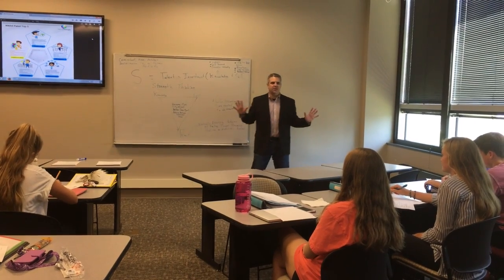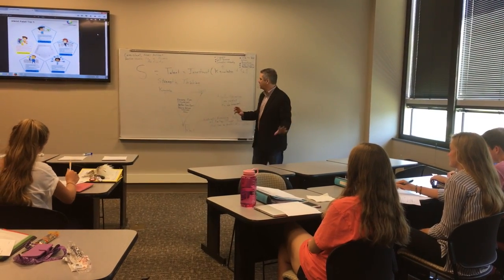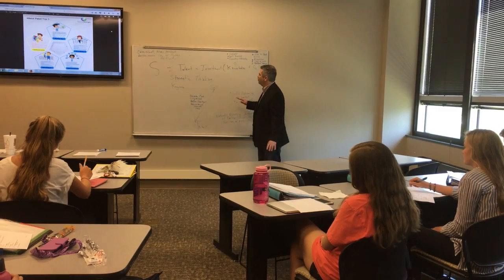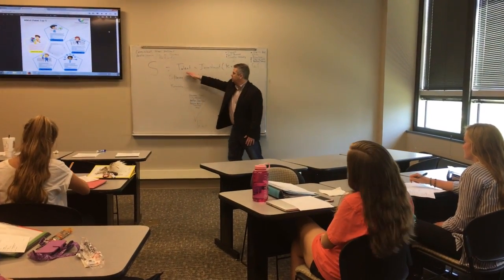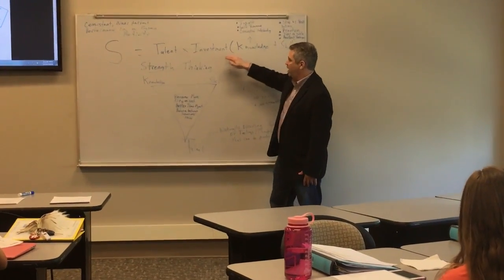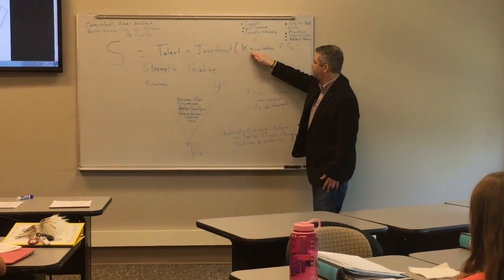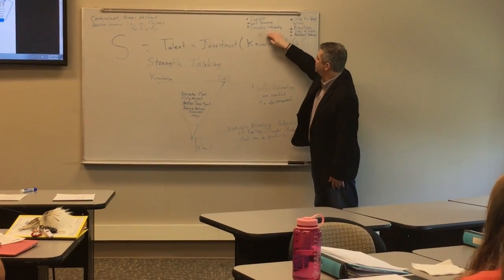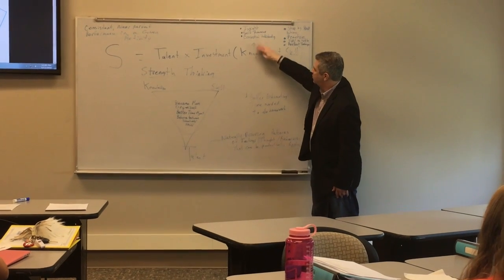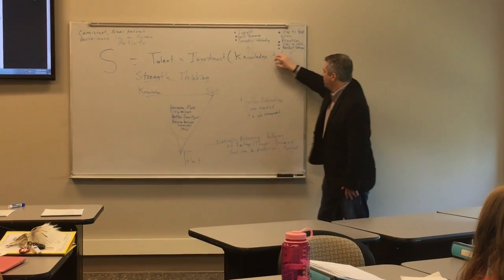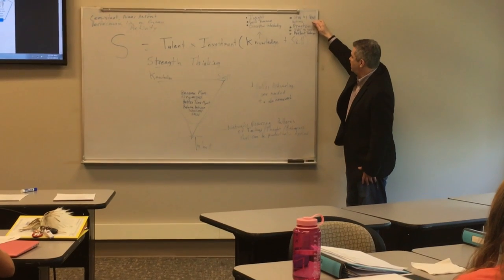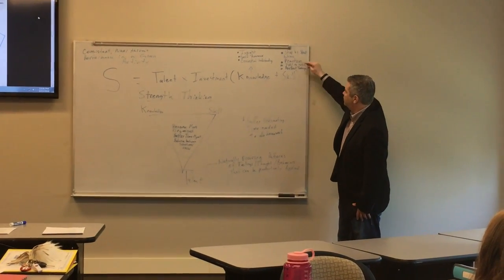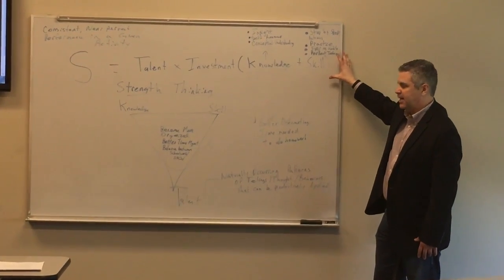Done here. We've got a mess on the board, but I just want to catch you guys up. So we started with the definition of a strength, that it's talent times investment, specifically knowledge and skill. Knowledge is insight, self-awareness, and conceptual understanding of the field. And the skill is step-by-step actions that you practice to form habits and you perfect your technique.